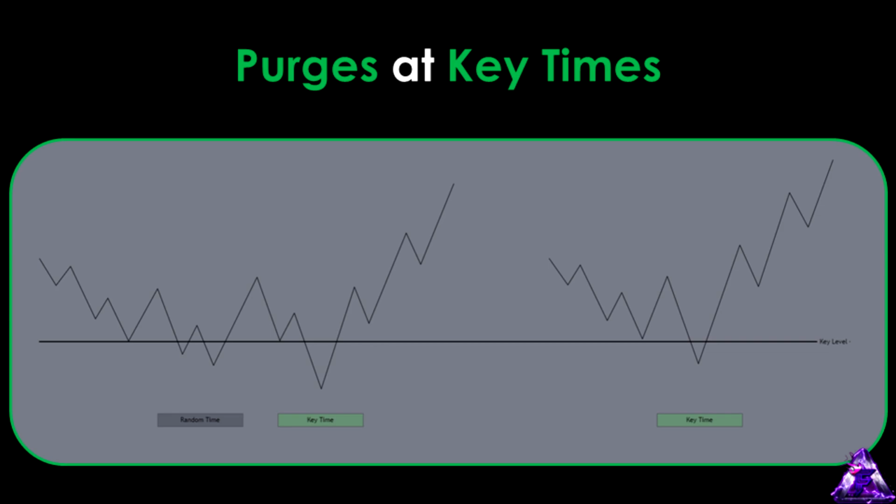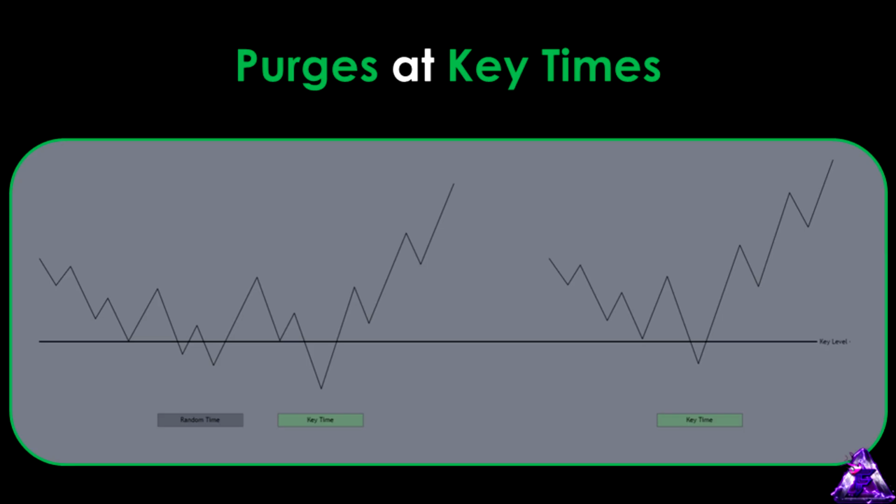Let's assume we are looking at a 15-minute chart. This grey area represents the Asian session. The green area represents the London open kill zone, which is a key time of the day. During the Asian session, which isn't a key time, price came down to test the key level and formed a turtle soup in this grey area.